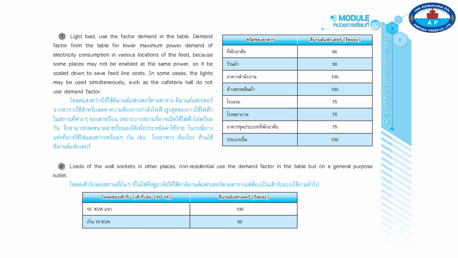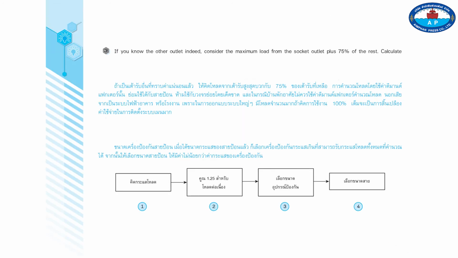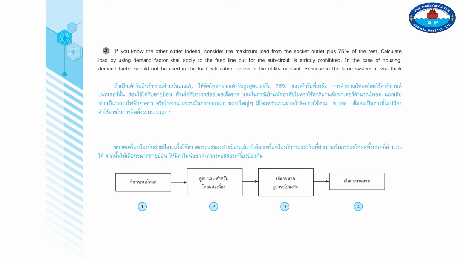2. For loads of wall sockets in other non-residential places, use the demand factor in the table, but on general purpose outlets. 3. If you know the other outlets, consider the maximum load from the socket outlet plus 75% of the rest. Calculating load by using the demand factor applies to the feed line, but for the sub-circuit it is strictly prohibited. In the case of housing, the demand factor should not be used in the load calculation unless in a utility or plant. Because in a large system, if you assume loads are used at full 100%, it will be costly for installation of the main system.